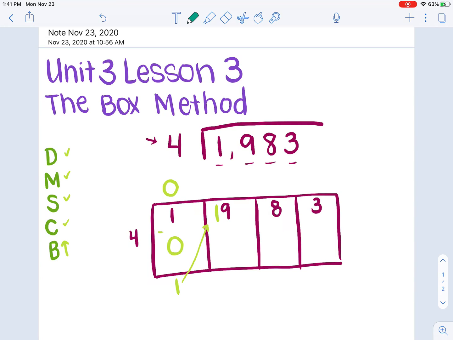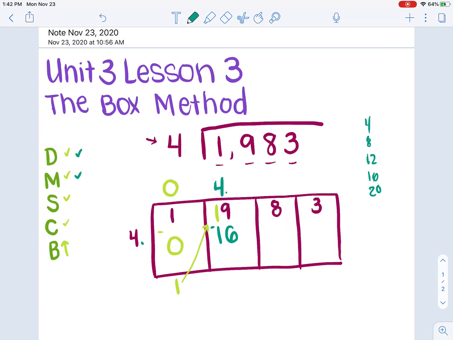19 divided by 4. 4 goes into 19. 4, 8, 12, 16, 20. Oops, 20 is too big. So it goes in 4 times. Then I'm going to multiply. 4 times 4 is 16.